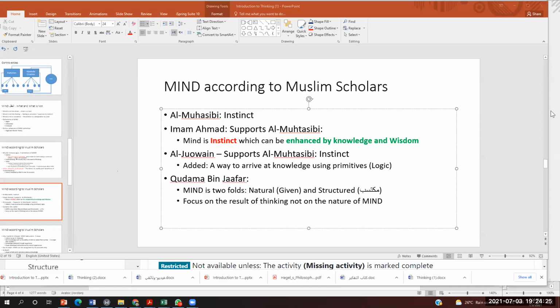Are you saying that mind is naturally good and wants to do good? No, I'm not saying that. I'm just referring to some of the definitions of the Muslim scholars in the past, what they were looking at mind as. Okay, so we concluded this is not even a definition.